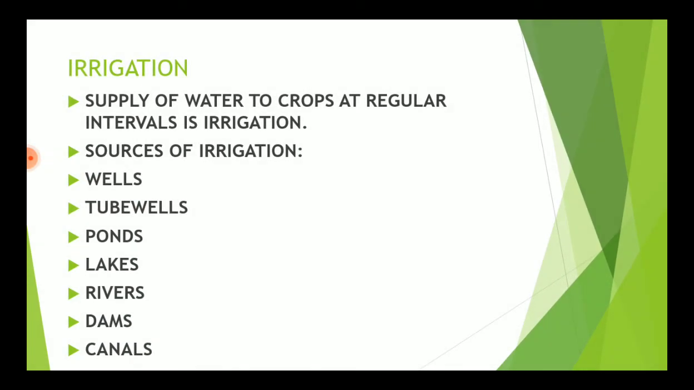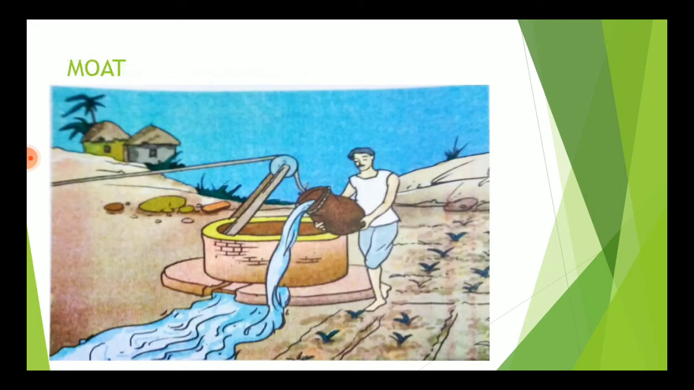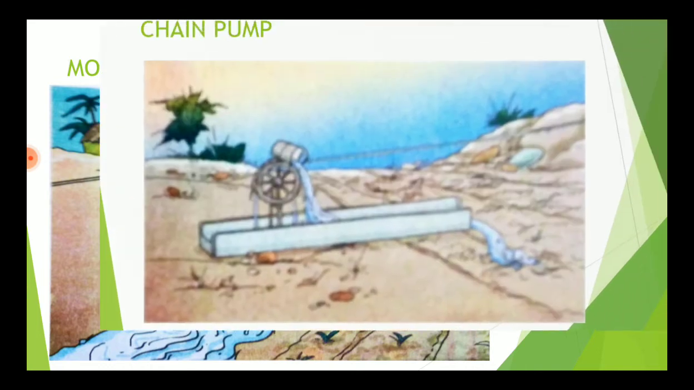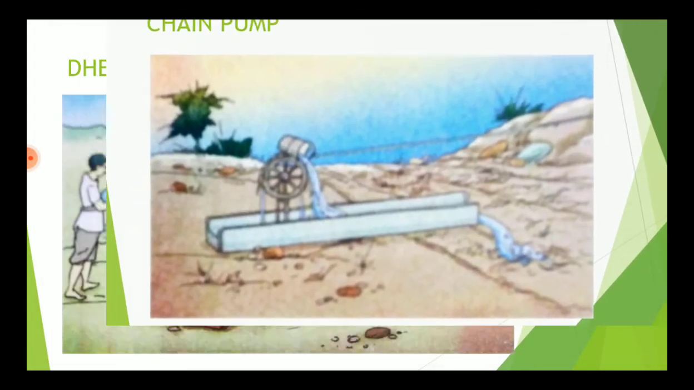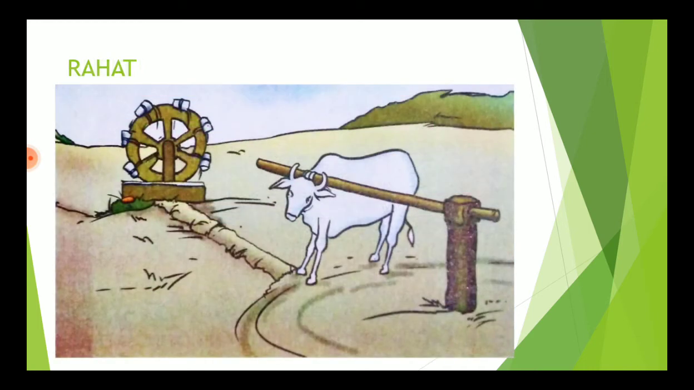Irrigation. Supply of water to crops at regular intervals is irrigation. The sources of irrigation are wells, tube wells, ponds, lakes, rivers, dams and canals. The traditional methods of irrigation are moat, chain pump, dekli and rahat. This is a moat. This is a chain pump. This is dekli and this is rahat.